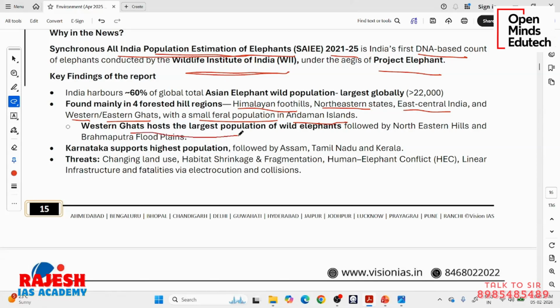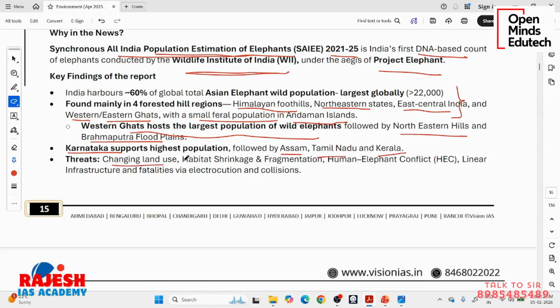Western Ghats host the largest population of wild elephants. Among all these regions, the Western Ghats hold the largest population, followed by Northeastern Hills and Brahmaputra floodplains. Karnataka has the highest population. We have seen one question in a UPSC previous year paper saying Kerala has the highest population. That is wrong, because Karnataka has the highest population, followed by Assam, then Tamil Nadu, and Kerala is in 4th place.